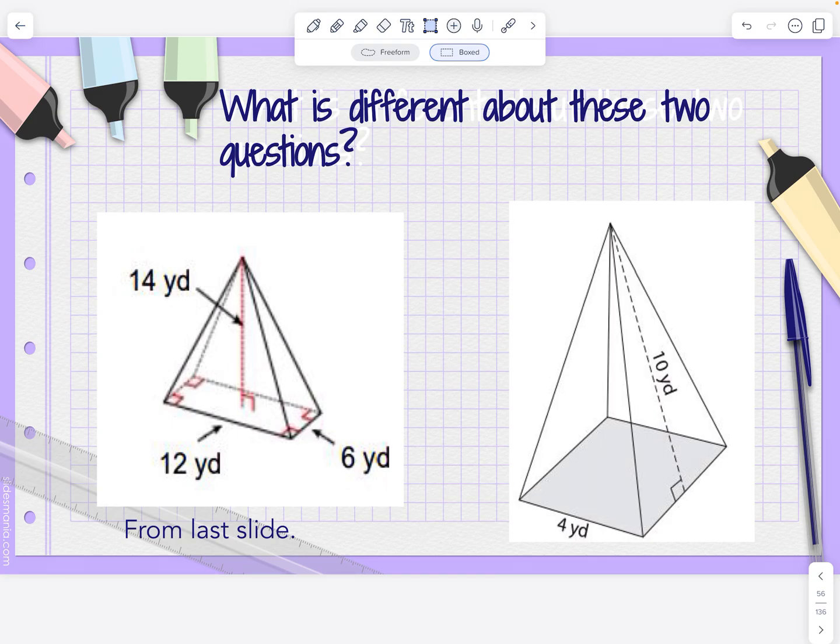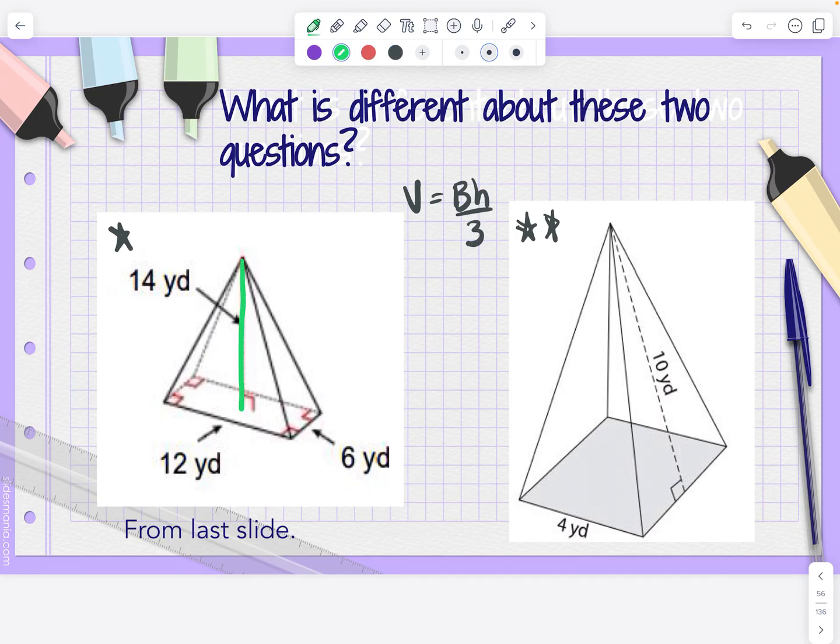What's different about these two questions? Because they look similar. What's different about these two shapes? They're both pyramids, right? They both come to a point, so they're both pyramids. So for both of them, I'm going to use this formula. This question here would be a single star question. This question's a lot easier than this one. What makes the second one harder?